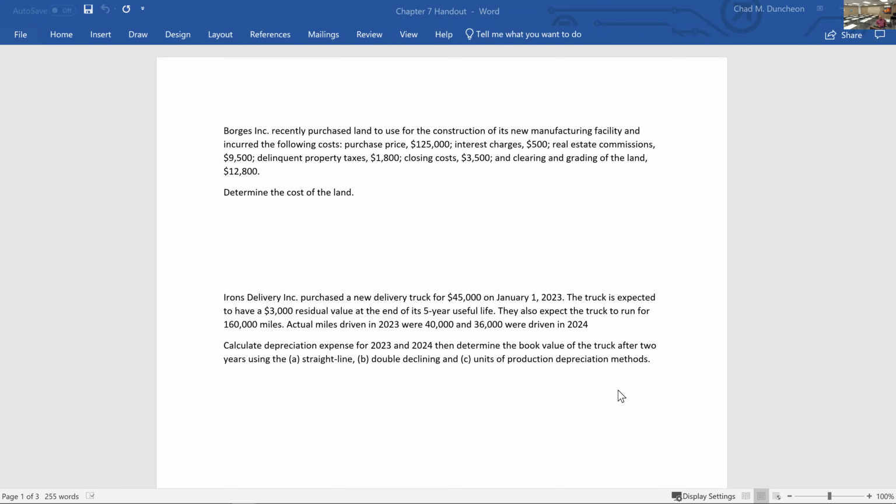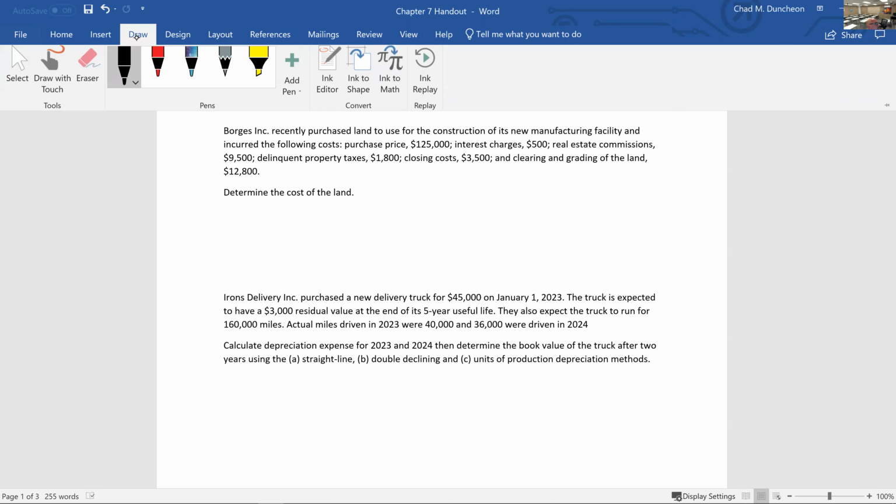Borgs Incorporated recently purchased land for the construction of its new manufacturing facility and incurred the following costs. Determine the cost of the land. All right, so we've got to think back to that slide where it tells us what is in the land here.